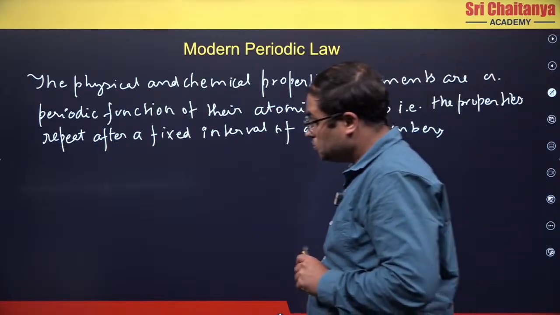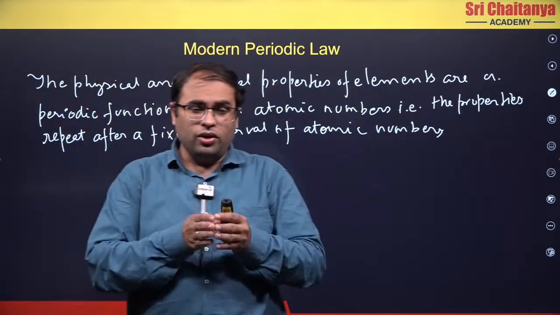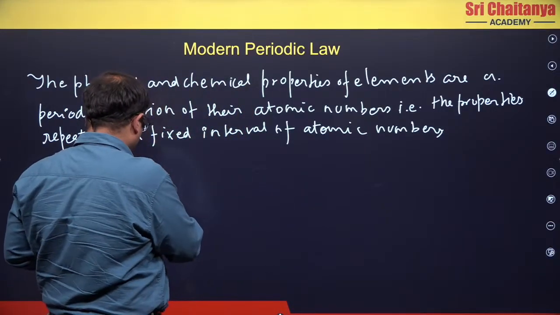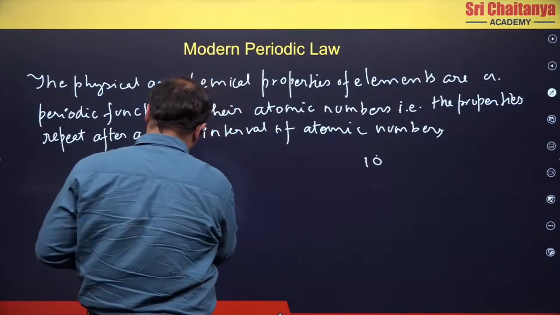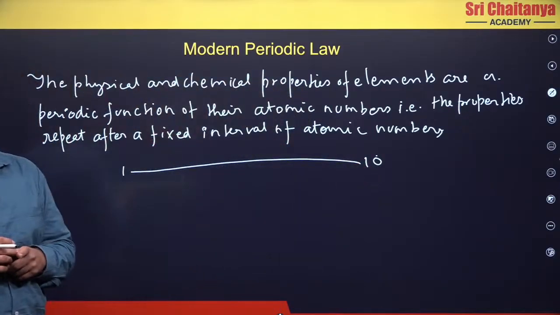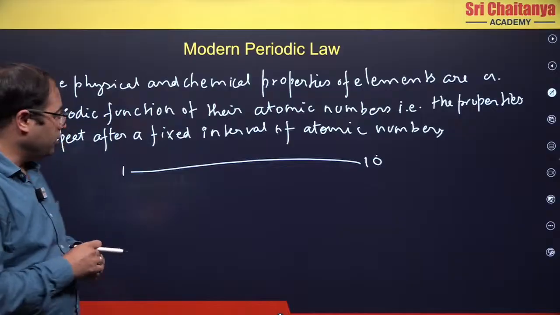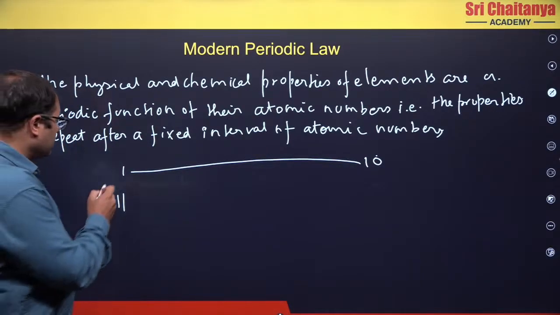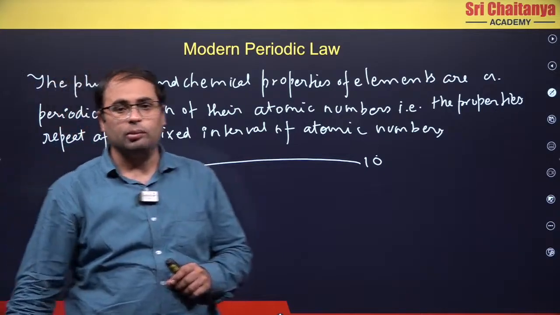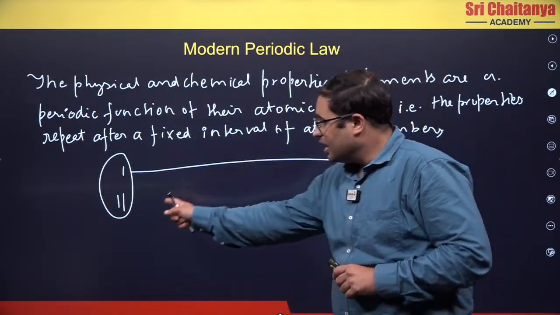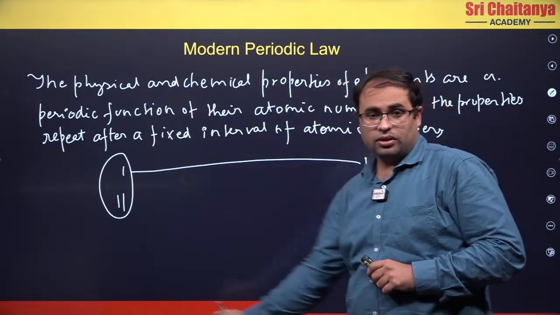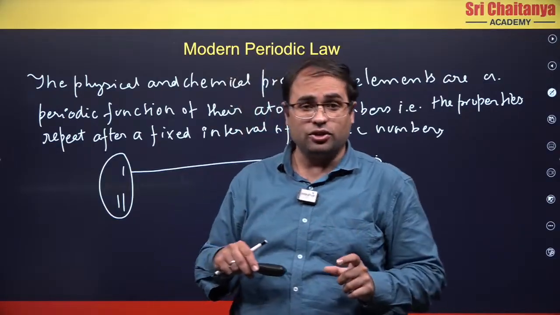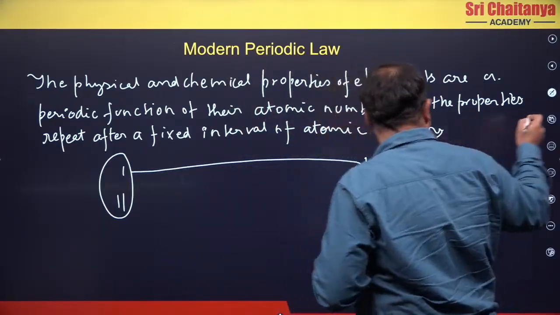Simply that when you're starting from one atomic number and suppose you reach 10 atomic number, right? 1 you start, you reach 10. Then again, when you start the 11th atomic number, right? Then you will see that properties of 1 and 11th atomic number are same, meaning that the properties are repeating itself. Now this repetition is based on what? This repetition is based on atomic numbers, right?